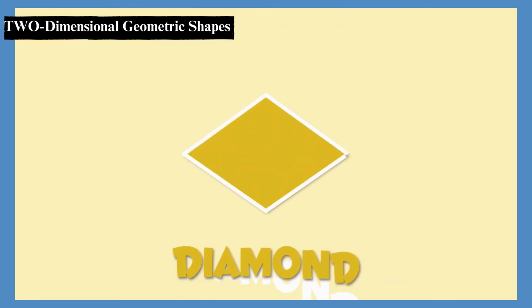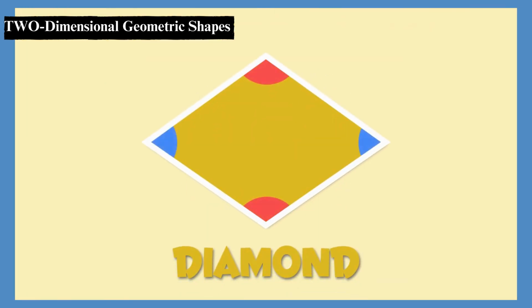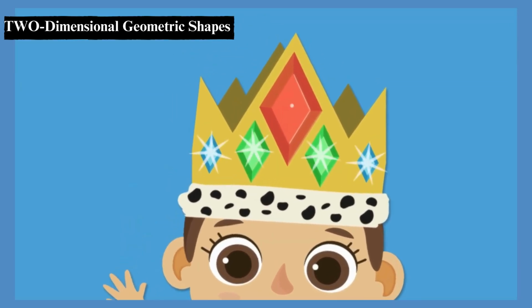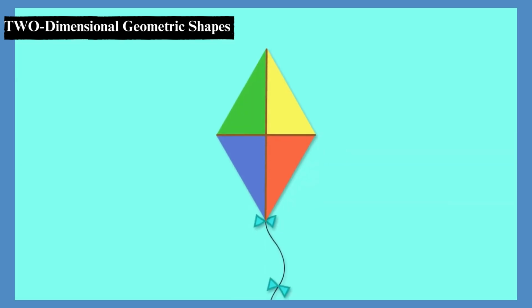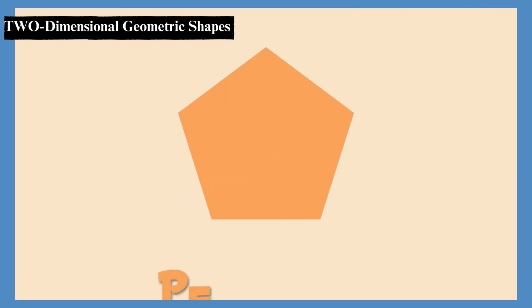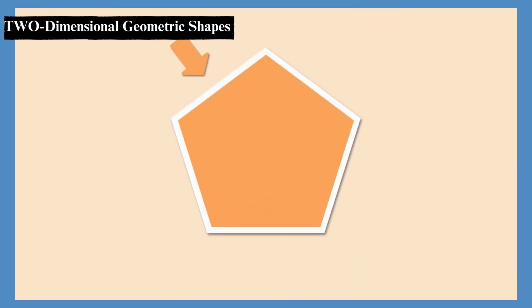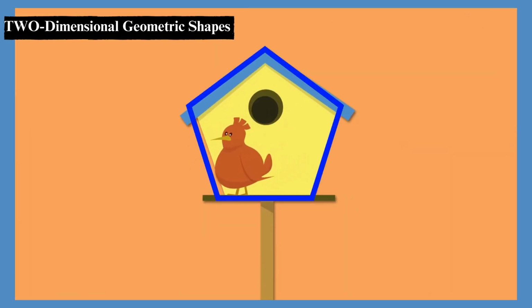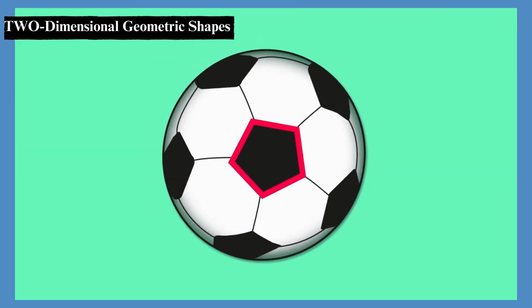This is a diamond shape. Its 4 sides are identical, but its angles are not, meaning this one and this one are equal, and so are these 2. A diamond looks like the jewel on this crown. Or like this kite. This one right here is a pentagon. Pentagons have 5 sides. 1, 2, 3, 4, and 5. A pentagon looks like this birdhouse. Or like these football stitches.